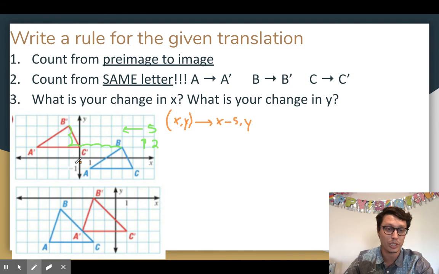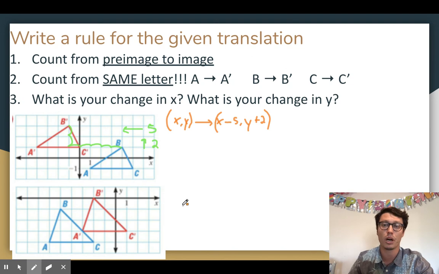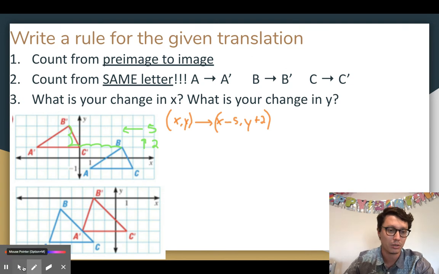y, we went up. Is that positive or negative? That is positive. y plus 2. And then we'll put that in parentheses. All right. So we went left 5, so that's x minus 5. We went up 2, that's y plus 2. Okay, and now we'll do this one, but I'll do it in the other notation.